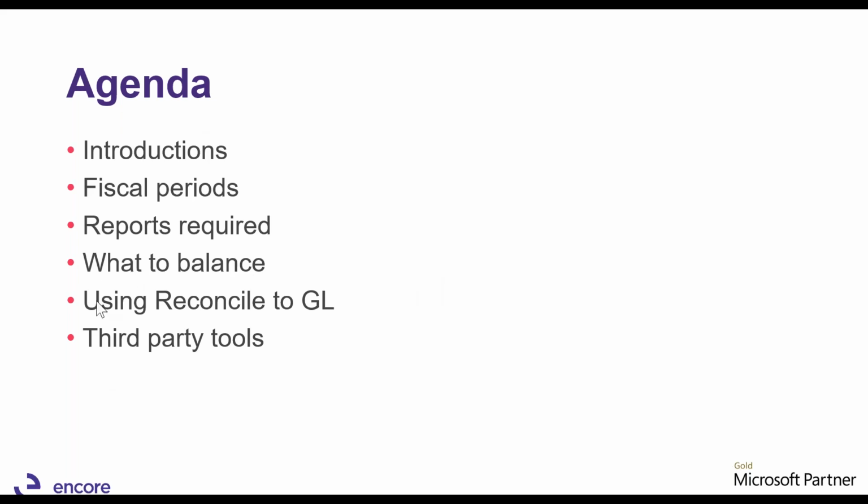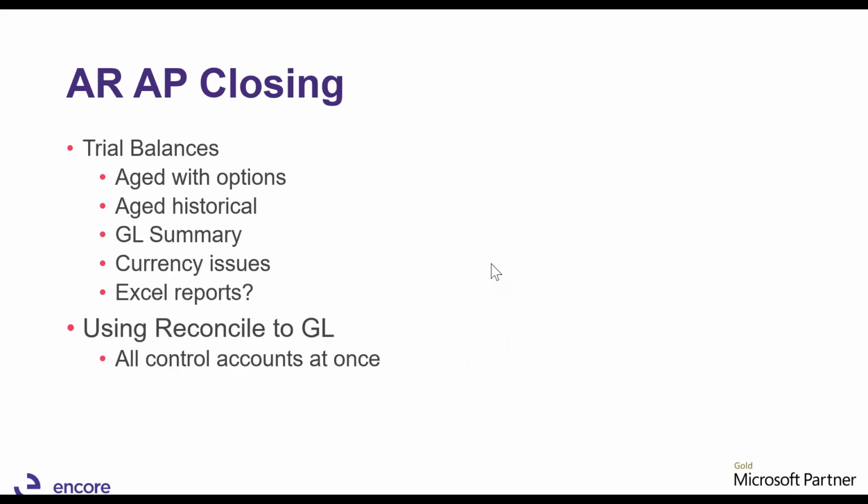We have a Reconcile to GL tool that's built into GP, which I'll be showing today, and it works for both AR and AP. It also works for inventory and for bank rec as well, so those are other areas which we'll be dealing with in other seminars. And then lastly, there is a brief description of a third-party tool that does a lot of this for you and automates some of it. It does a very good job and shows you where some of the differences can be.